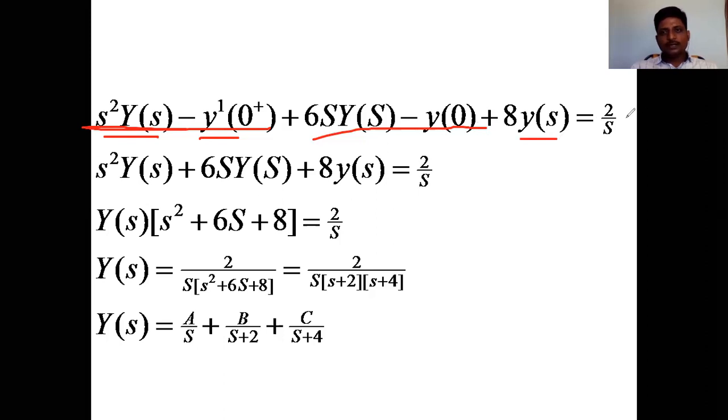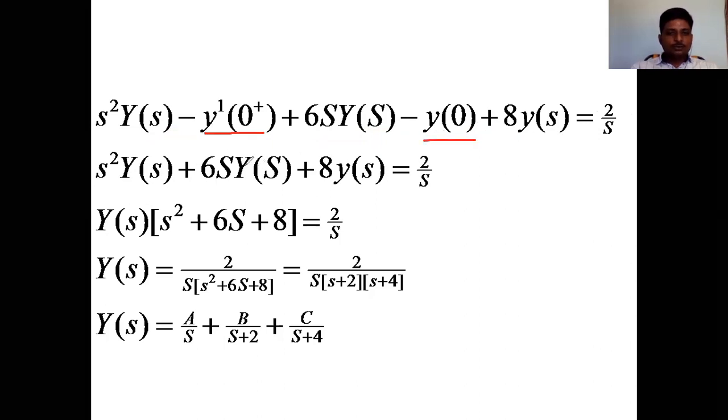Therefore, we have to write 2 by s, because the Laplace transform of a constant is the constant divided by s, which means the Laplace transform of k is equal to k by s. Therefore, the Laplace transform of 2 is equal to 2 by s. After writing this equation, you have to substitute the initial conditions. So this value becomes 0, this value becomes 0.